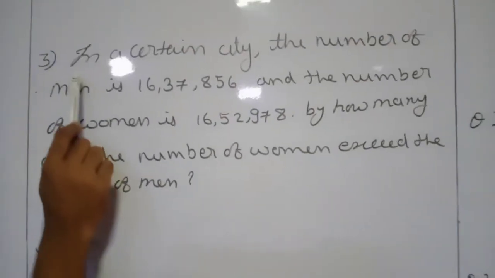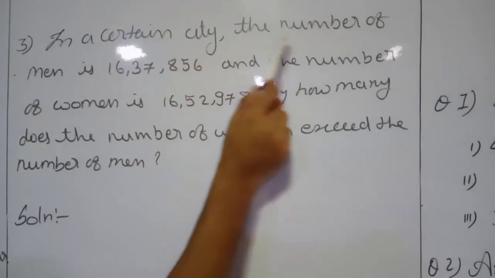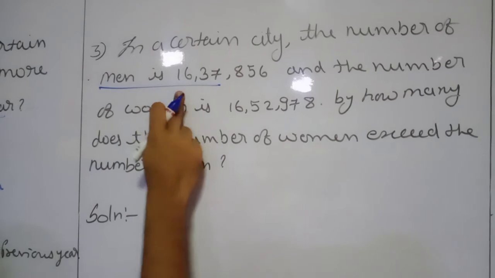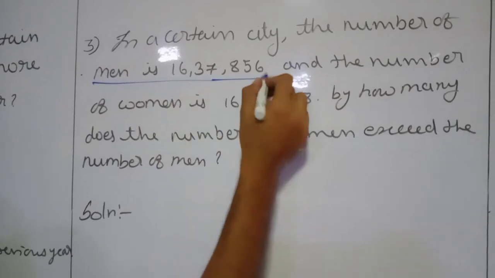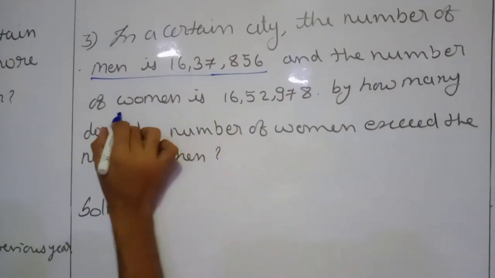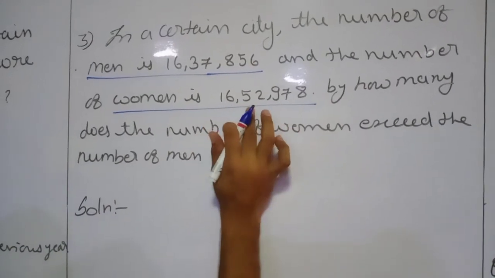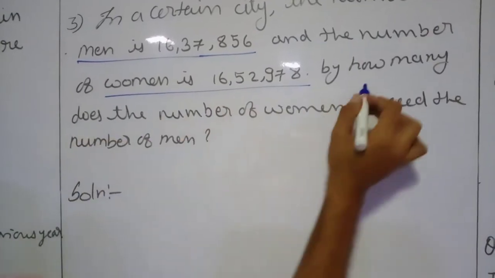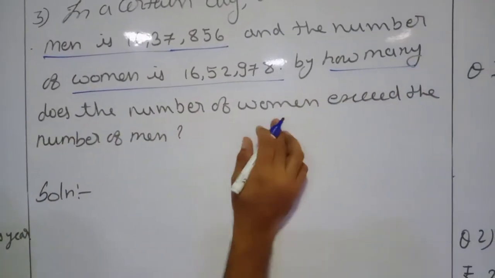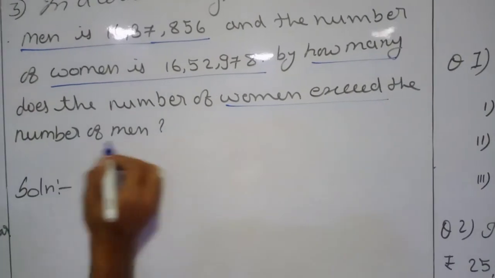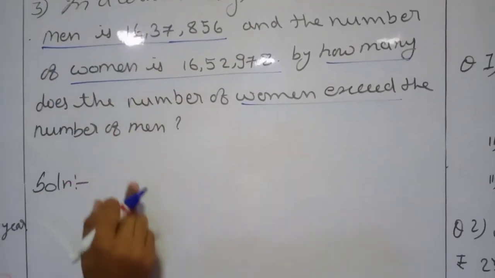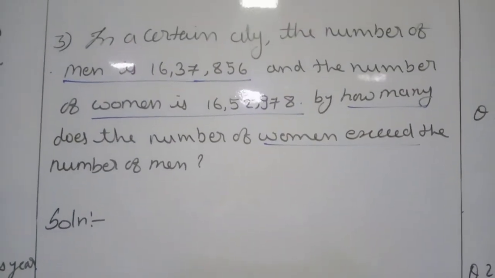Now come to the next sum, the third one. In a certain city, the number of men is 16,37,856 and the number of women is 16,52,978. By how many does the number of women exceed the number of men? Means the number of women is more than the number of men. So by how much they exceed, we have to find out.